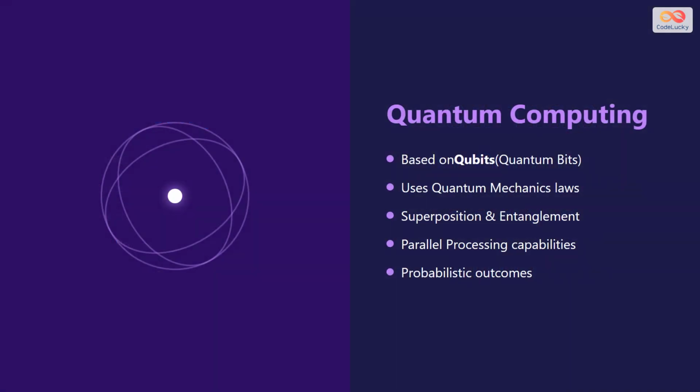Quantum computing is completely different. Instead of bits, it uses qubits or quantum bits. These machines operate using the strange laws of quantum mechanics, which allow them to perform calculations in ways that standard computers simply cannot.